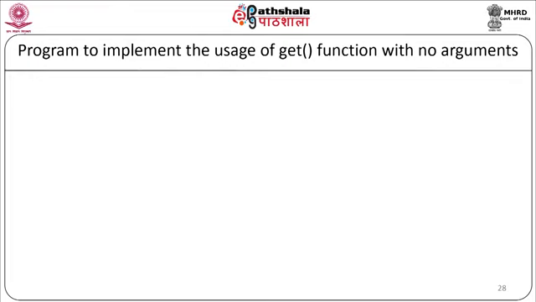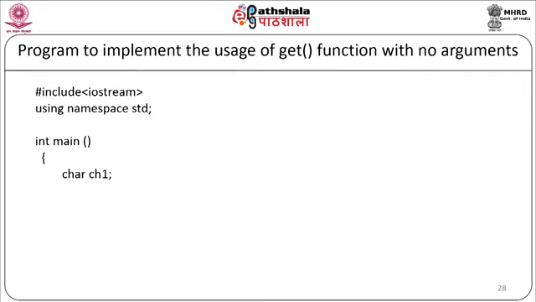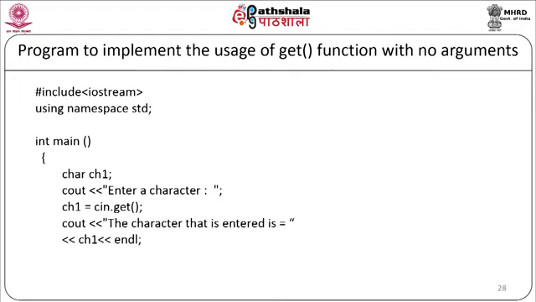We will start with our program: #include <iostream>, using namespace std. We will start with our main function as int main. We'll declare here a variable, char ch1. We'll display the message to the user, cout "Enter the character". Now we are going to take a character using the get function as ch1 = cin.get(), opening and closing bracket. So there are no arguments and the input is taken using the get function. Now we'll display the message to the user as cout "The character that is entered is = ", the value of ch1, and endl. Return 0, our program will end.